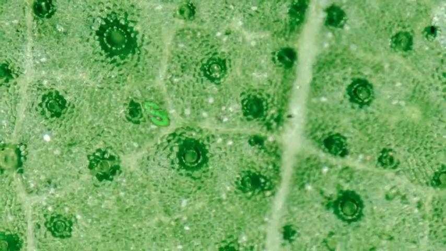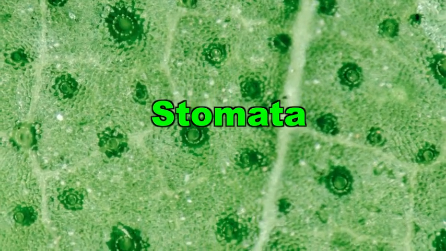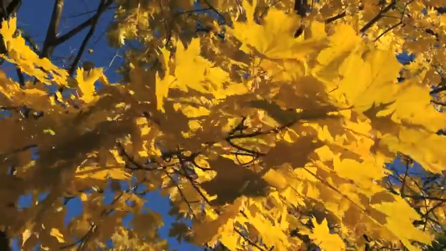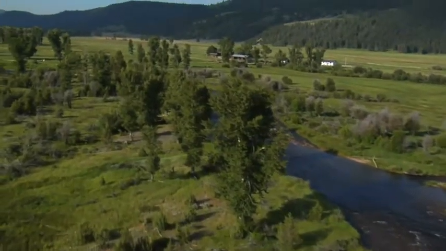Like us, plants need to breathe. However, instead of having lungs, plants have tiny openings called stomata on the undersides of their leaves. The stomata are like tiny windows that allow plants to absorb CO2 from the atmosphere.